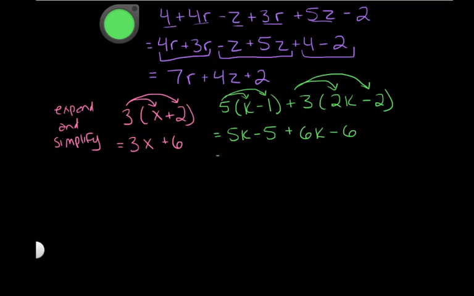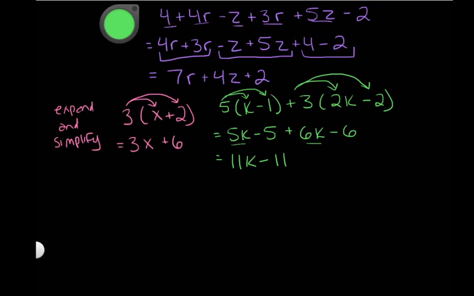So again, I want to now combine my like terms. That's the last step of this question. I've got a 5k and a 6k, so 5 plus 6 is 11. So I get 11k. My variables are gone now. I just have a negative 5 and a negative 6, so negative 5 minus 6 is negative 11. That's my answer. That's as far as I can go. So I expanded at the beginning of the question by taking whatever was outside the bracket and multiplying it by everything inside the bracket. And then I simplified by combining my like terms.